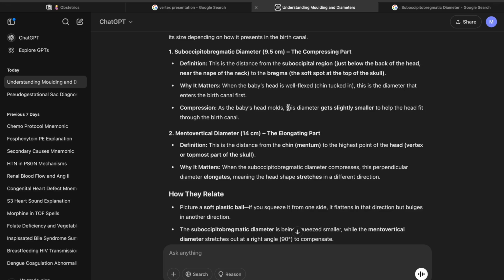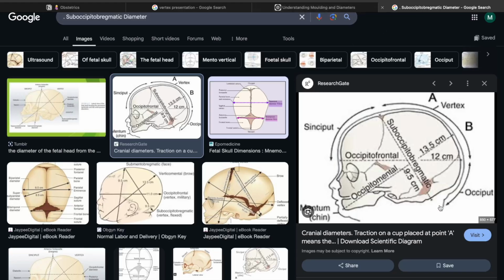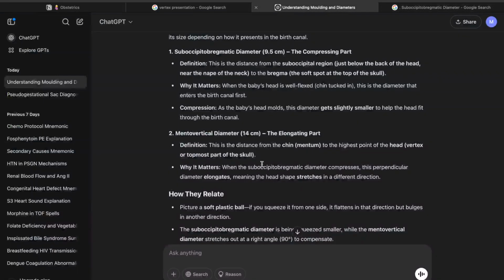As the baby's head moves, this diameter gets slightly smaller to help the head fit through the birth canal. So this particular diameter enters the canal, and because the canal is small, this diameter becomes small. So something should increase, right? If this becomes small, this can't just burst open, you can't make a hole out of this. Blood can't come out, blood stays in, brain matter stays in. So overall, this elongates, and that itself is molding.